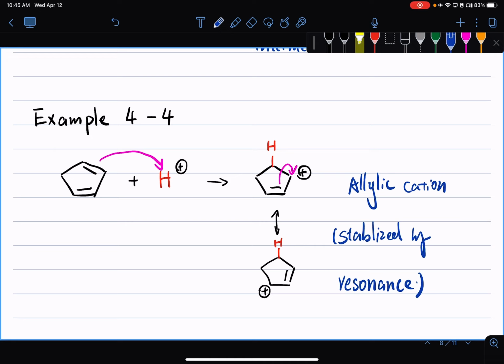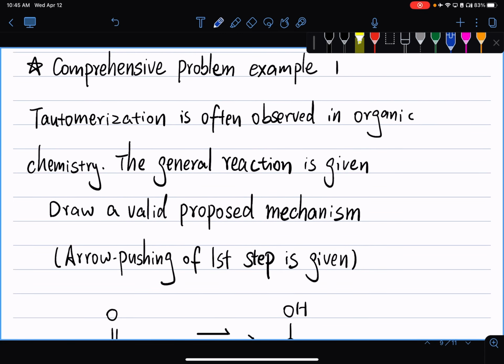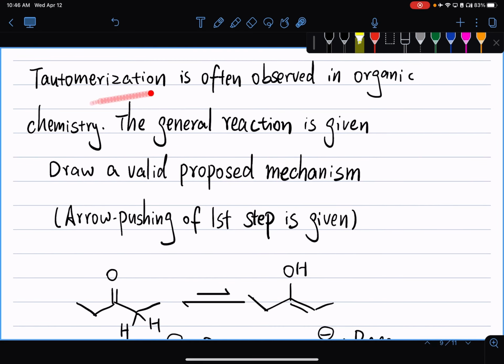We have 5 more minutes, so let's do some more comprehensive problems together. I left 2 comprehensive problems in the annotated notes. We might not have enough time to finish all of them, but you can also work on them yourself. So this first example reads: imagine we have a very important organic reaction called tautomerization. I give you the generalized reaction mechanism, and can you draw a valid proposed mechanism?